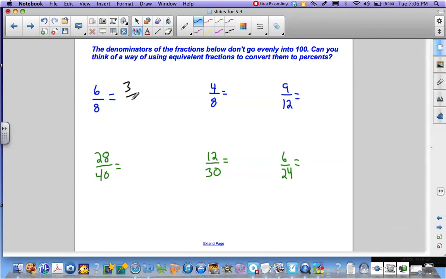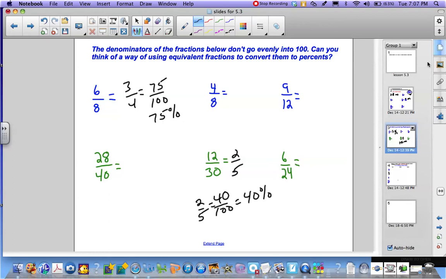fraction. 6/8 reduces to 3/4. Okay, I can write an equivalent fraction with 100 as a denominator. 75 hundredths is 75%. Okay, 12/30ths. If I divide the numerator and denominator by 6, I'll have 2/5, and then I can write an equivalent fraction with 100 as the denominator, and 40 hundredths is 40%. Okay, so sometimes you can reduce your fraction and then write an equivalent fraction with 100 as the denominator.